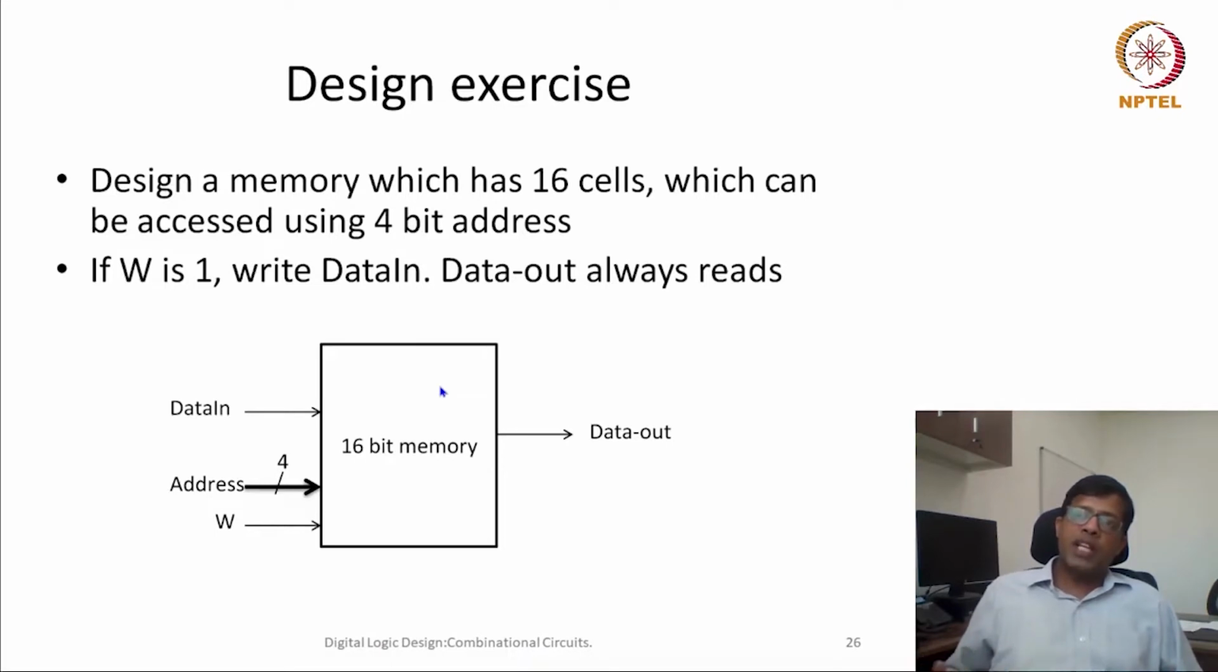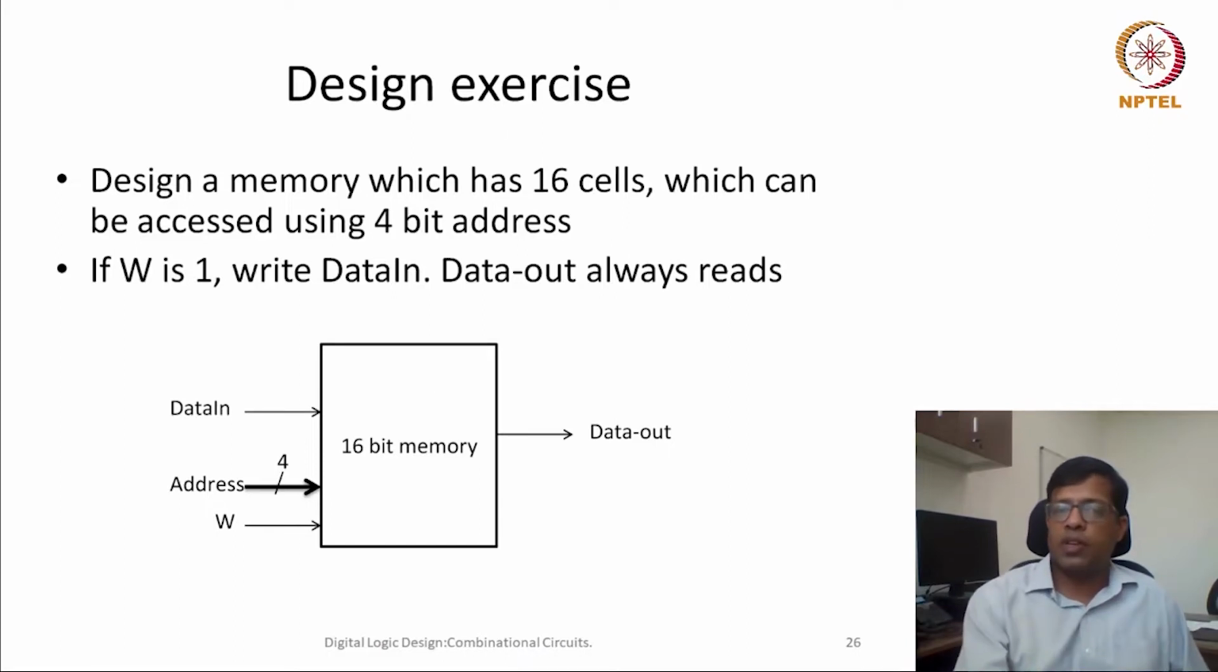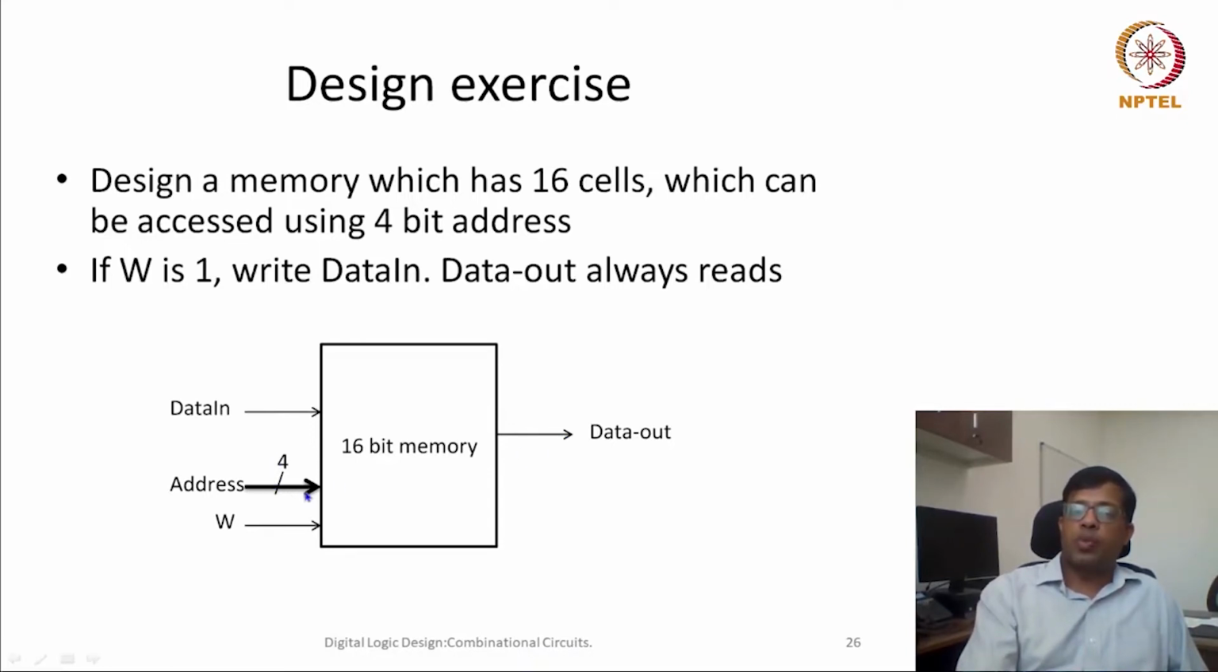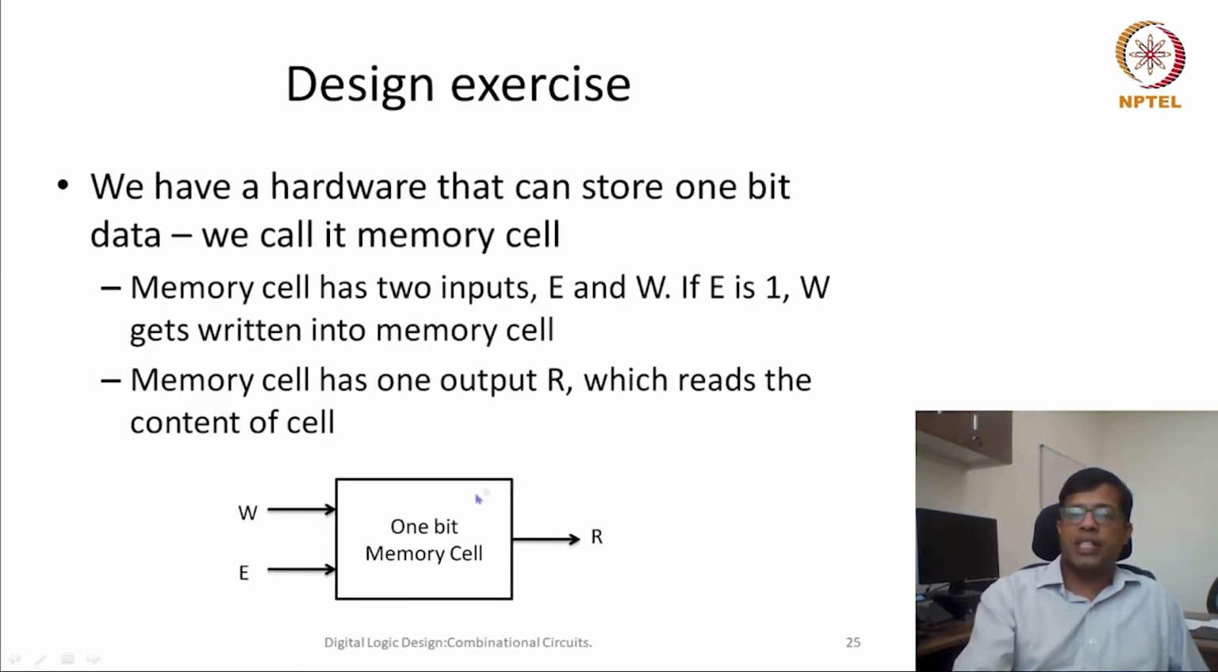Whenever we are designing a circuit, it's always better to first clearly draw a diagram which segregates what is input and what is output. Here we know that data in is a 1 bit input, data out is a 1 bit output, address is a 4 bit input, W is also a 1 bit input, and inside this there are 16 memory cells. Each cell has 2 inputs, W and E, and 1 output R.